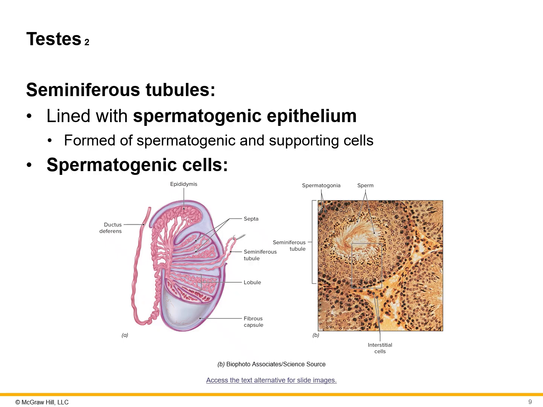Your seminiferous tubules are lined with that spermatogenic epithelium, so it's kind of going all the way back to the integumentary system and the cell systems and all of those things. But they're formed of those spermatogenic and supporting cells. So on the right-hand side, that is an actual microscopic picture of those seminiferous tubules. We're going to keep going because with the male reproductive system, I want to make sure that everybody understands everything.